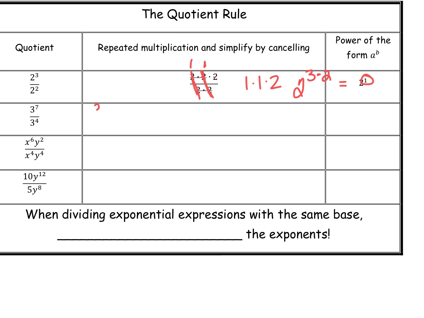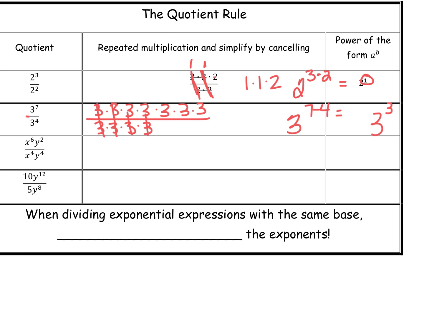So we can try this with the 3's. 3 times 3 times 3, 1, 2, 3, 4, 5, 6, 7 in my numerator. And I have 4 3's in my denominator. So again, like we practiced yesterday, we can expand these. These all become a 1. I'm left with 3 to the third power in the numerator. But the shortcut would be, and this division symbol is kind of like a big minus sign, 7 minus 4, going to be 3 to the third.